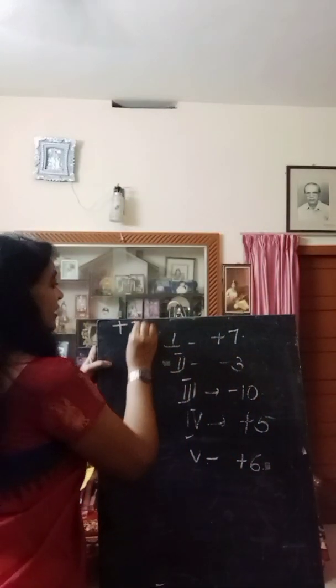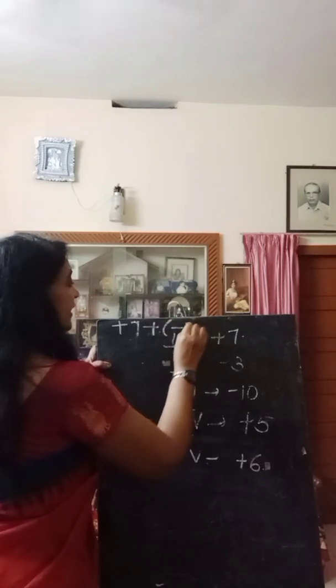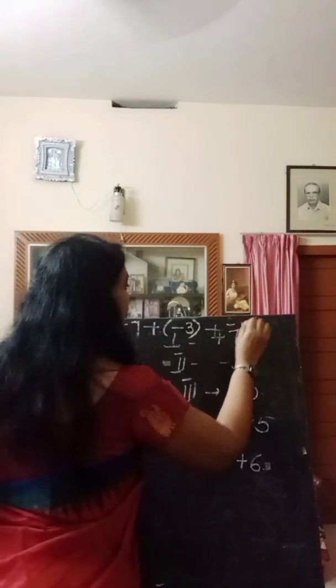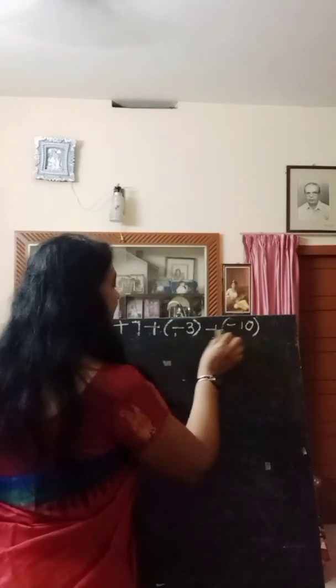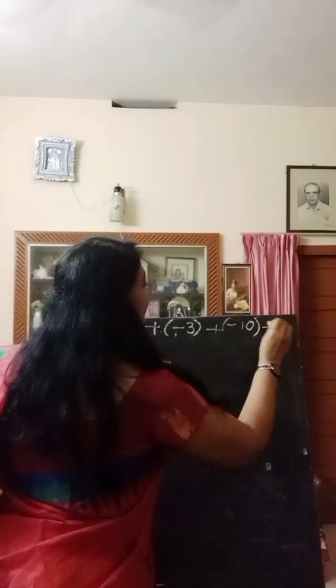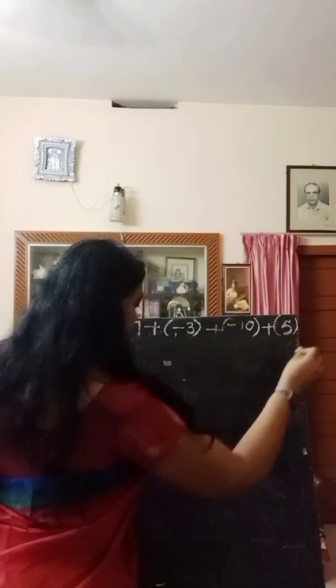Total, as usual, we have to take the concept of addition. So we have to add it. Positive 7 plus negative 3 plus negative 10 plus positive 5 plus positive 6. And how to add? Here, don't add together. We have to make some groups: all positive numbers in one group and negative numbers in one group.